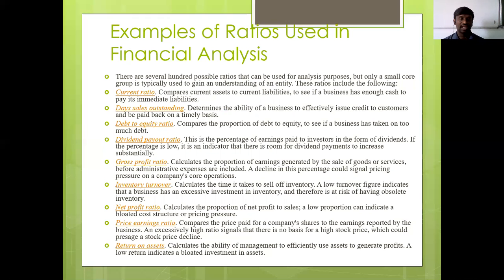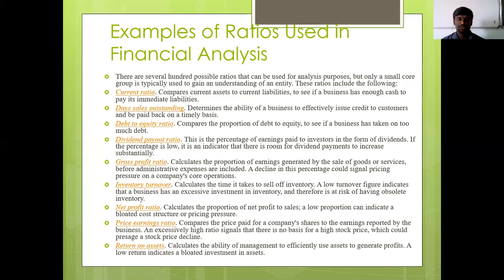It determines the ability of a business to effectively issue credit to customers and be paid back on a timely basis. The third one is the debt to equity ratio. It compares the proportion of debt to equity to see if a business has taken on too much debt. The next one is the dividend payout ratio. This is the percentage of earnings paid to investors in the form of a dividend. If the percentage is low, it is an indicator that there is room for dividend payments to increase substantially.